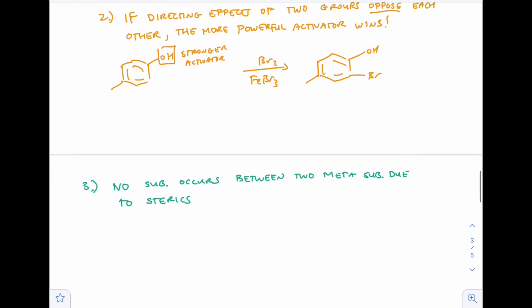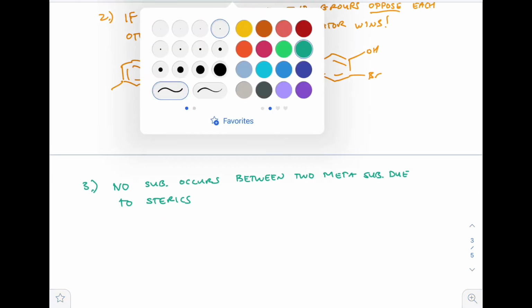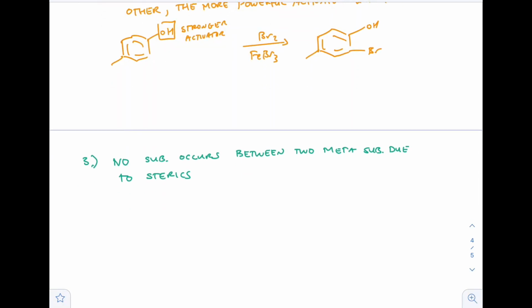Now, if it were an OH group and an electron withdrawing group of some sort, and they were wanting to go in a different spot, you always just go with the activator. The activator always wins, and the deactivator doesn't really have a say in it because it's destabilizing the intermediates, right?